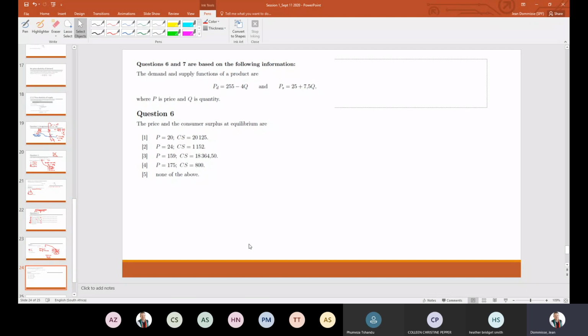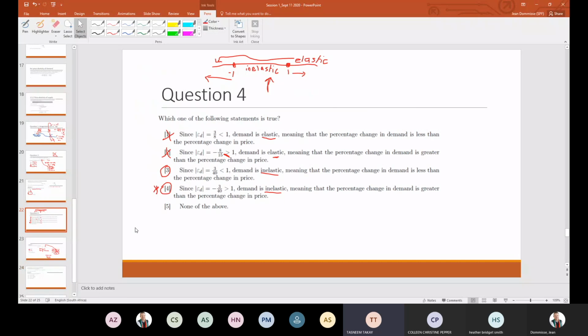Yes, ask a question, Tasneem. Happy, you can. Please, hi there. So I'm referring back to question 4, where it says that demand is inelastic, meaning that percentage change in demand is greater than the percentage change in price. I was under the opinion that if it's inelastic, that the change in demand would be smaller than the change in price. I'm sorry, I did economics last semester, so.